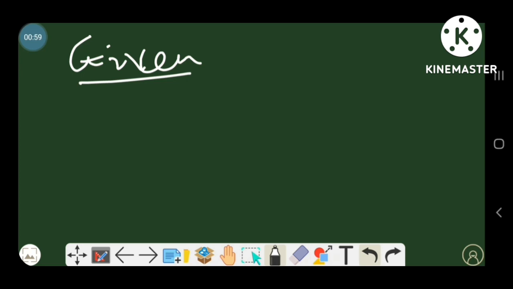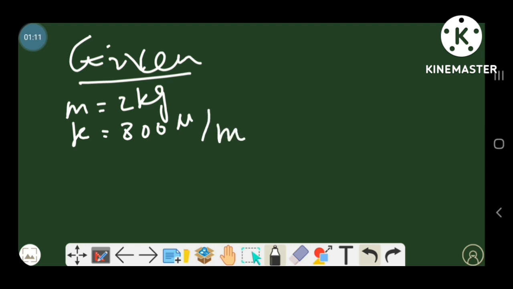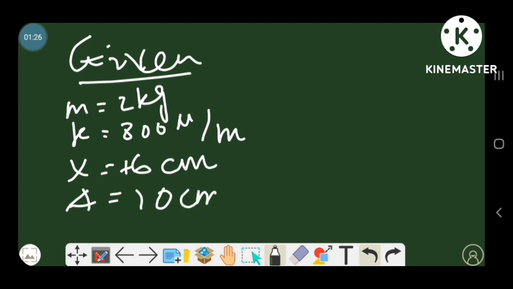We have mass m equals 2 kilograms and spring constant k, which is 800 Newton per meter, and at the instant x equals 6 centimeters, especially in the positive direction. The other one is the amplitude, which is given as 10 centimeters. This is equal to 0.06 meter and this is equal to 0.1 meter.